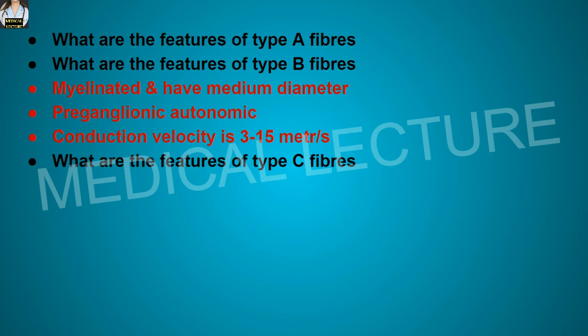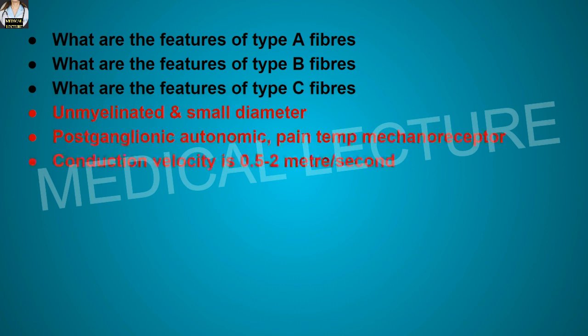What are the features of the type C fibers? They are unmyelinated and they have small diameter. They are post-ganglionic autonomic fibers and also pain, temperature and mechanoreceptors. The conduction velocity of type C fibers is about 0.5 to 2 meters per second.